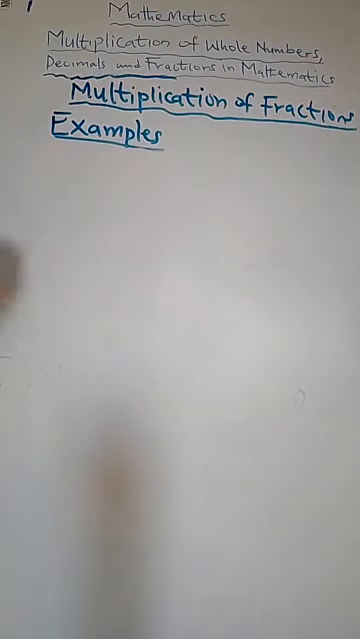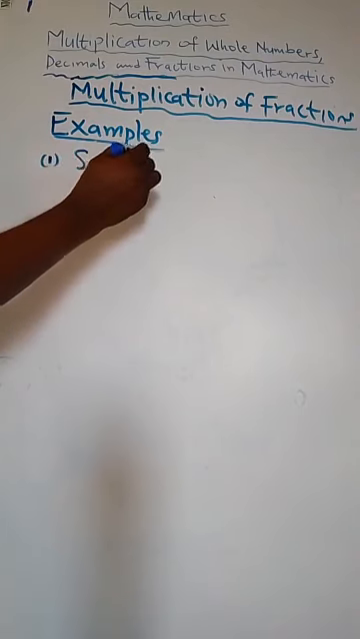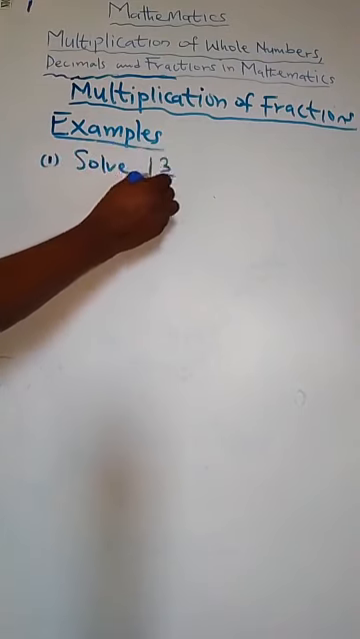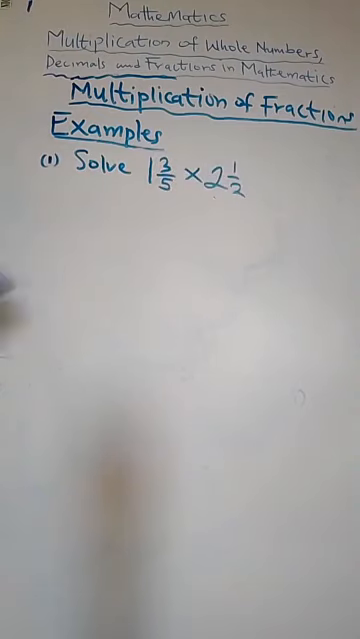Let's say I have a question that says, solve 1 whole number 3 over 5 times 2 whole number 1 over 2. These are examples of mixed numbers. We have explained the meaning of mixed number in our previous video. Now, if you want to do it, the right thing to do is to convert this mixed number to an improper fraction. Likewise this. Then you go ahead and multiply out in the right order.